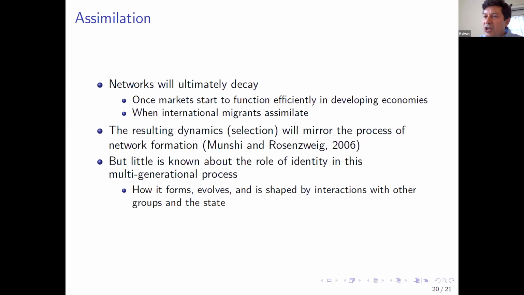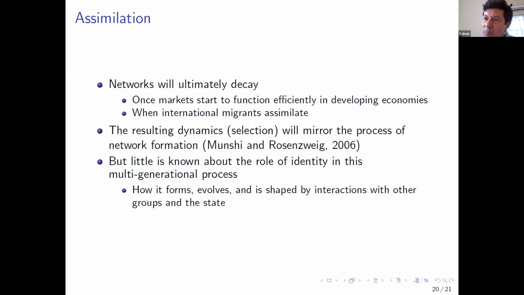Similarly, with international migration, the reason why these networks are so important is because these migrants don't have access to the market economy in their host economies. At the end of the day, once they assimilate, these networks will become less important. And there will be resulting dynamics of network decay, which will mirror the process of network formation. Mark Rosenzweig and I have a paper on labor markets in Bombay City where we describe this process, which is almost the reverse, where higher ability people will exit the network first, and then over time, that threshold is going to keep decreasing, and more people are going to leave.